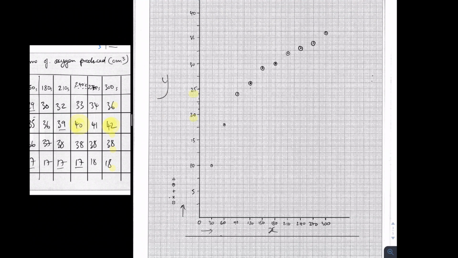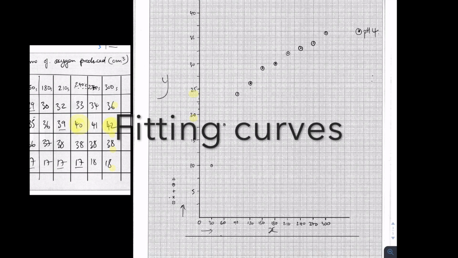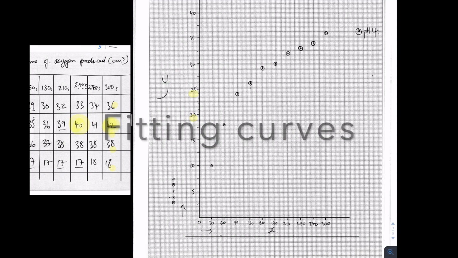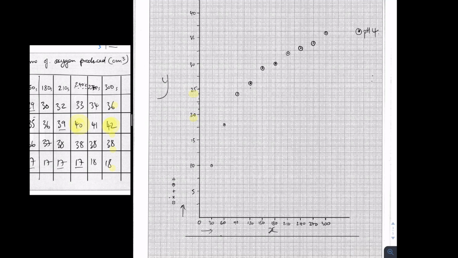Okay, so then I'll just make my key so I don't forget. This is the data for pH 4. Job done, all in black and white, no colors needed. Now things are going to get tricky, guys. Because what we need to do here is draw a line or a curve of best fit.